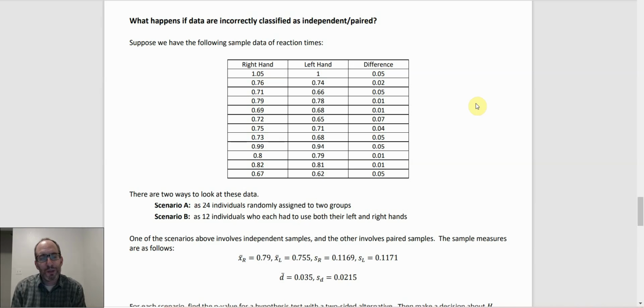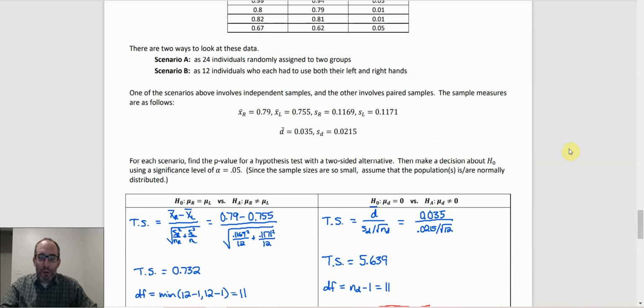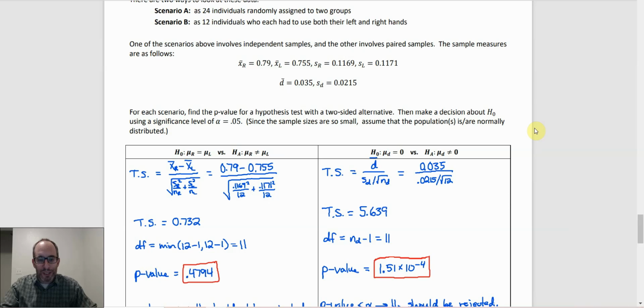But it doesn't really have any context. So then you say, well, what if it was the other way around, right? What if that was actually just 24 individuals that were randomly assigned to use the left hand group or use the right hand group? Possible. So, okay. Well, what would be the differences? All right, well, check this out.